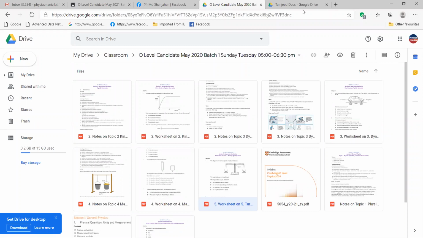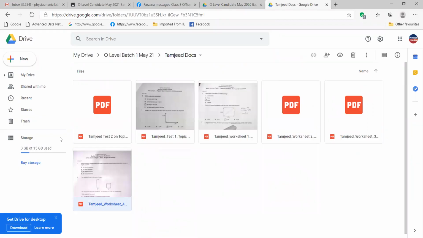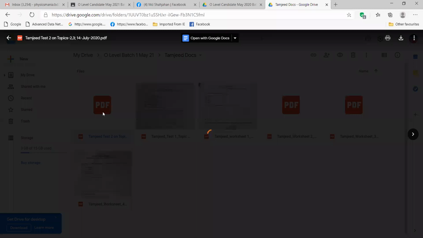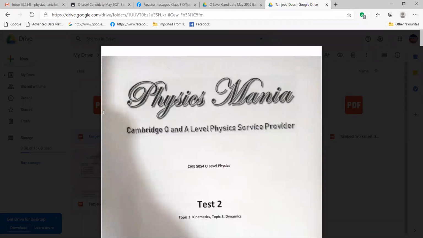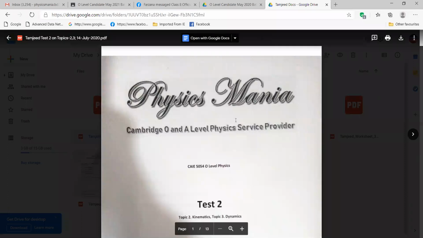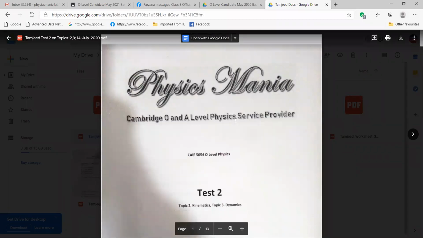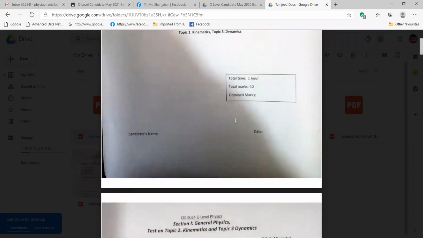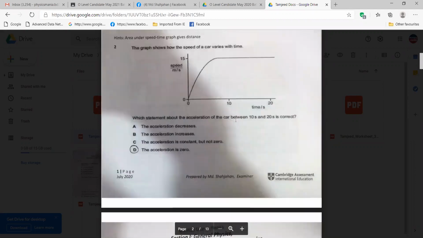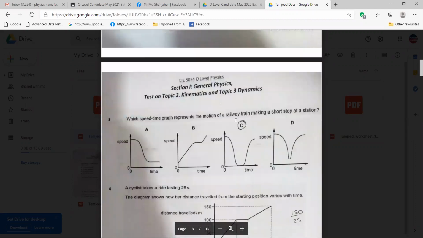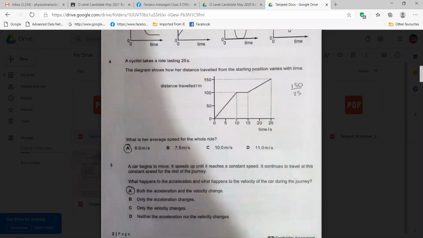The test paper. Yes, this one. Test 2. I told you already that you have two mistakes in the MCQ part, right? So first thing you do, you have the test copy, right? So you do the corrections in your test copy.